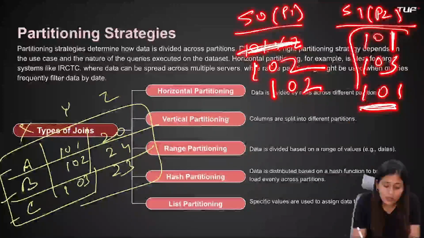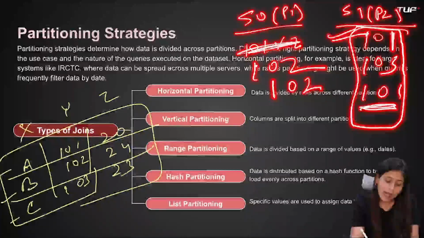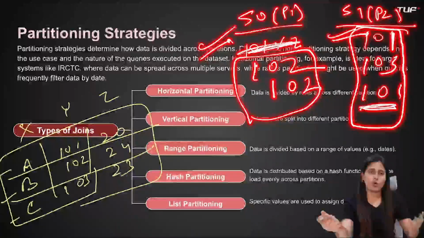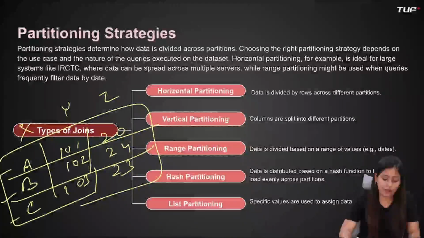So you can see all the odd train IDs will exist in server 1, meaning partition 2, and all the even numbers will exist in partition 1. So this is how hash functions work. It divides the rows on the basis of that hash, right?